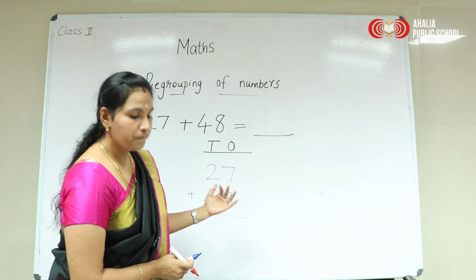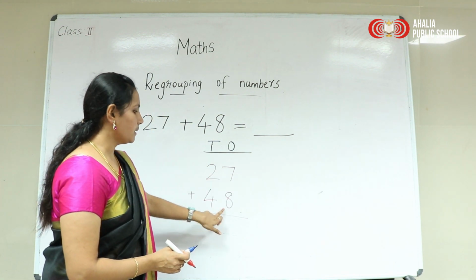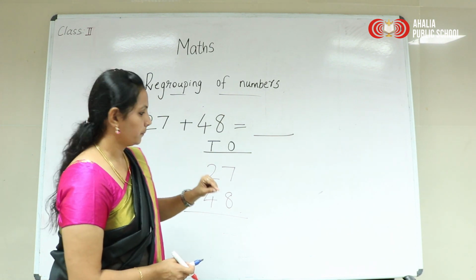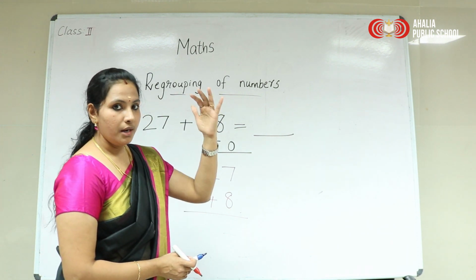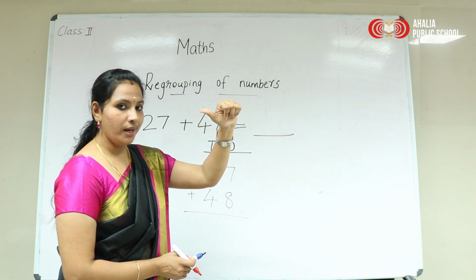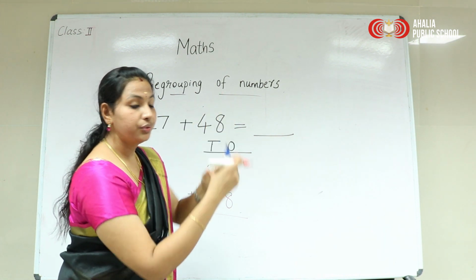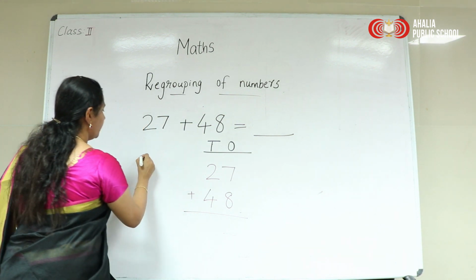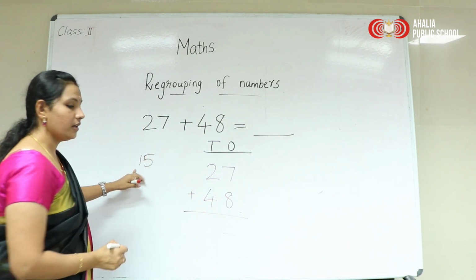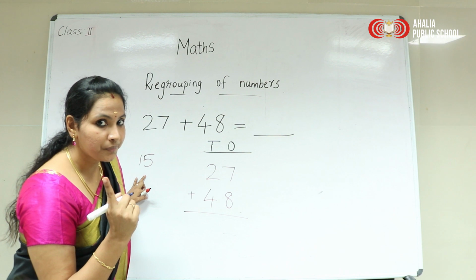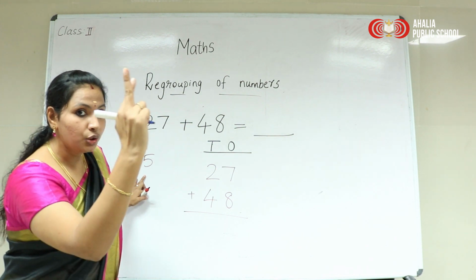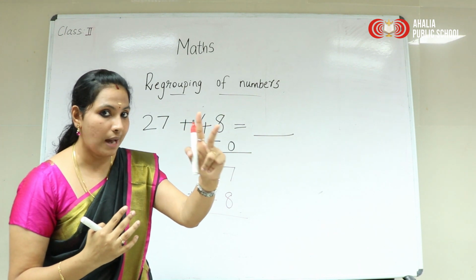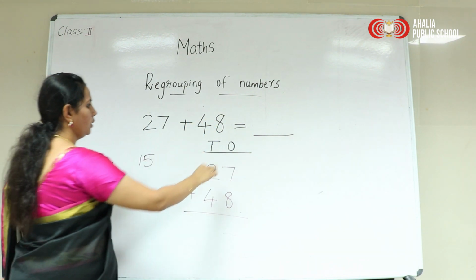Now, all of you ready to do this calculation? This addition? Yes. 7 plus 8. How much is 7 plus 8? Tell me. 9, 10, 11, 12, 13, 14, 15. See, if it is 15, what number is this, my dears? Yes, 15 is a 2-digit number. So we have to assign 2 place values. So what will we do?